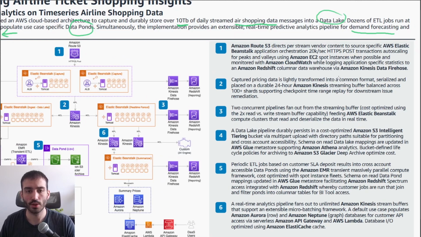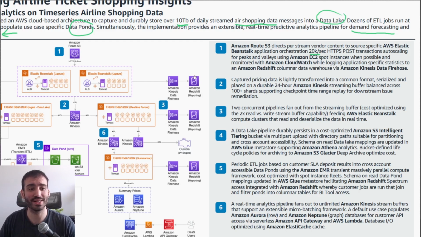There we go. Amazon Route 53 directs per stream vendor content to source-specific AWS Elastic Beanstalk application orchestration at 20,000, wow, 20,000 per second HTTPS post transactions, auto-scaling for, wow, this is a run-on sentence, auto-scaling for peaks and valleys using Amazon EC2 spot instances when possible. Holy moly, it keeps on going. And monitored with Amazon CloudWatch while logging application-specific statistics to an Amazon Redshift columnar data warehouse via Amazon Kinesis Data Firehose. Oh, I'm out of breath. That was a lot of things.